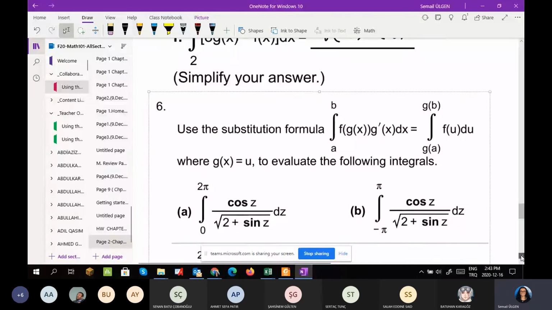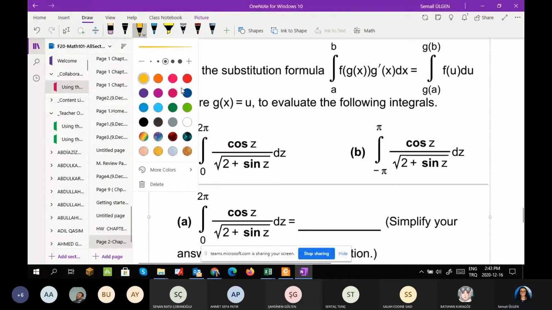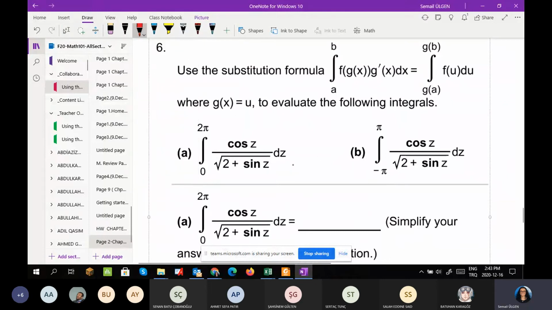This is question 6. It says use the substitution rule to evaluate the following integrals. So let me use some color here. Okay. So here, I want you to observe that this is going to be our u, and what is du? du is cosine z dz. Yeah, and we have it here. Cosine z dz is here. So this is going to be du now.